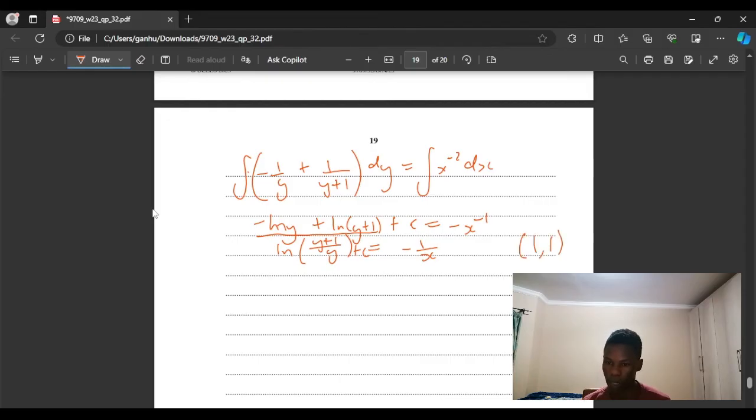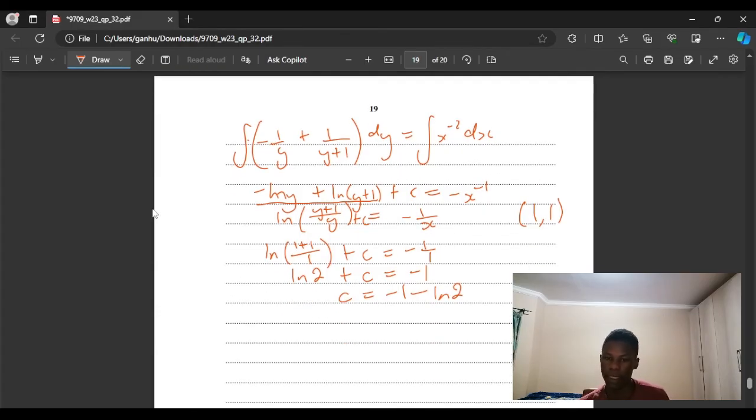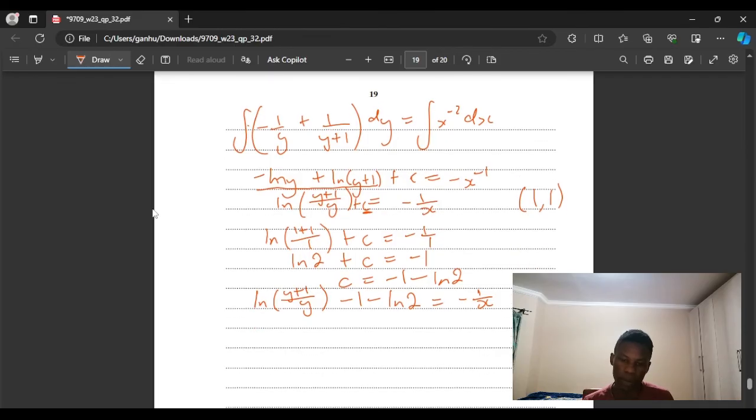And we were told that we have the point 1, 1. We can use these now to evaluate c. So this would become ln 1 plus 1 over 1 plus c is equal to negative 1 over x. So that's ln 2 plus, this would be over 1 rather. So that's ln 2 plus c is equal to negative 1. So c is equal to negative 1 minus ln 2. Now let's substitute it back here. So that's ln y plus 1 over y minus 1 minus ln 2 is equal to minus 1 over x.